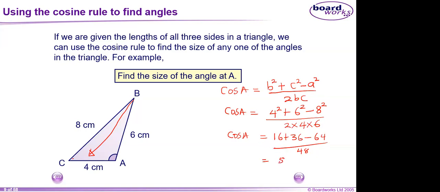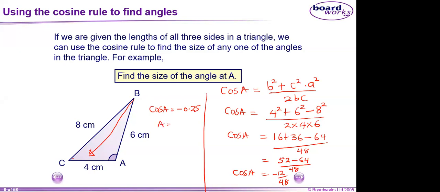Negative 12 divided by 48. So 52 minus 64 is? Negative 12. Negative 12 out of 48. Okay, now can we divide? What is negative 12 divided by 48? Negative 0.25. So I will say cos A is equal to negative 0.25. So how are we going to get our angle?